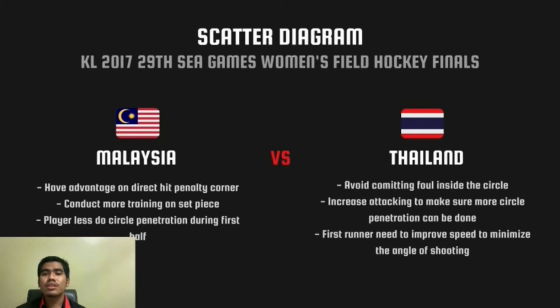This is because the goal scored by the Malaysia team during the penalty corner was through the direct hit. We can see the first runner was not fast enough to close the angle of shooting by the Malaysia flicker. Therefore, the Malaysia flicker had much time to flick the ball directly to the goal.